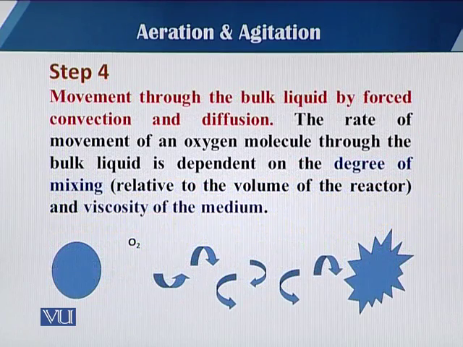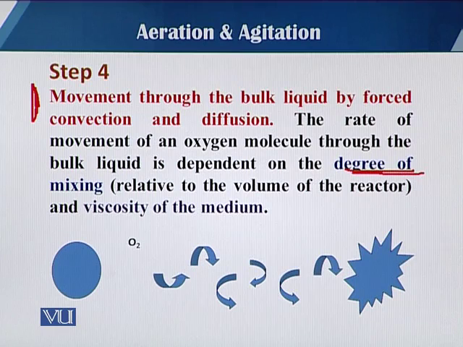As concerned the fourth step, that is basically the movement through the bulk liquid by forced convection and diffusion. Two mechanisms are involved: one is forced convection and the other is diffusion. The rate of movement of an oxygen molecule through the bulk liquid is dependent on the degree of mixing. So step 4 is actually facilitated by proper agitation.